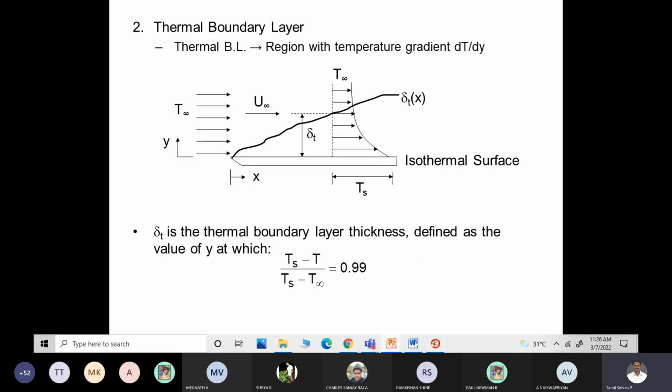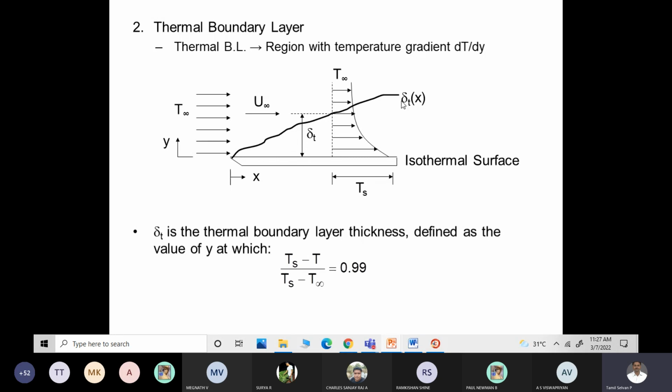Similarly, when we talk about the thermal boundary layer thickness, again the temperature varies. You can see the temperature distribution: (Ts minus T) divided by (Ts minus T infinity) equal to 0.99. At the surface this ratio is 0, and at the boundary it will be 0.99. So the boundary layer thickness is defined as the value of y at which (Ts minus T) divided by (Ts minus T infinity) equals 0.99.